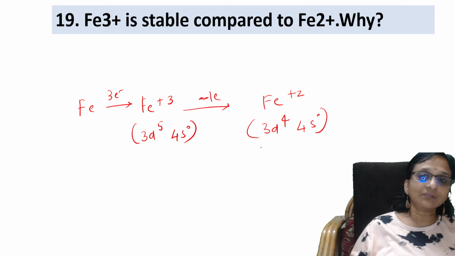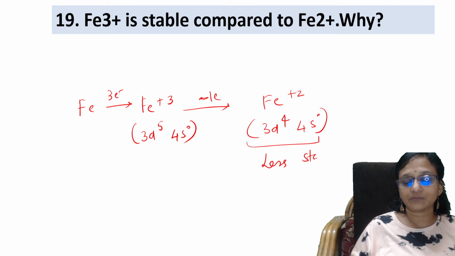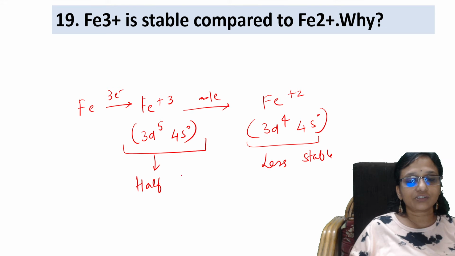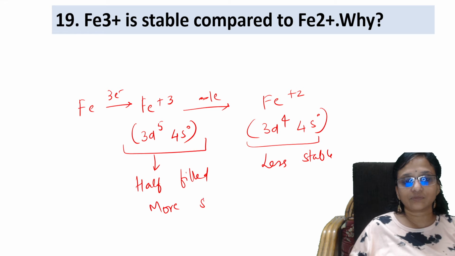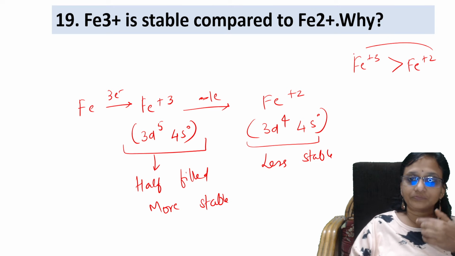So this one is less stable. This is half filled, no? Correct, students? Because it is half filled, it is more stable. So what is the comparison? Fe plus 3 is more stable than Fe plus 2.